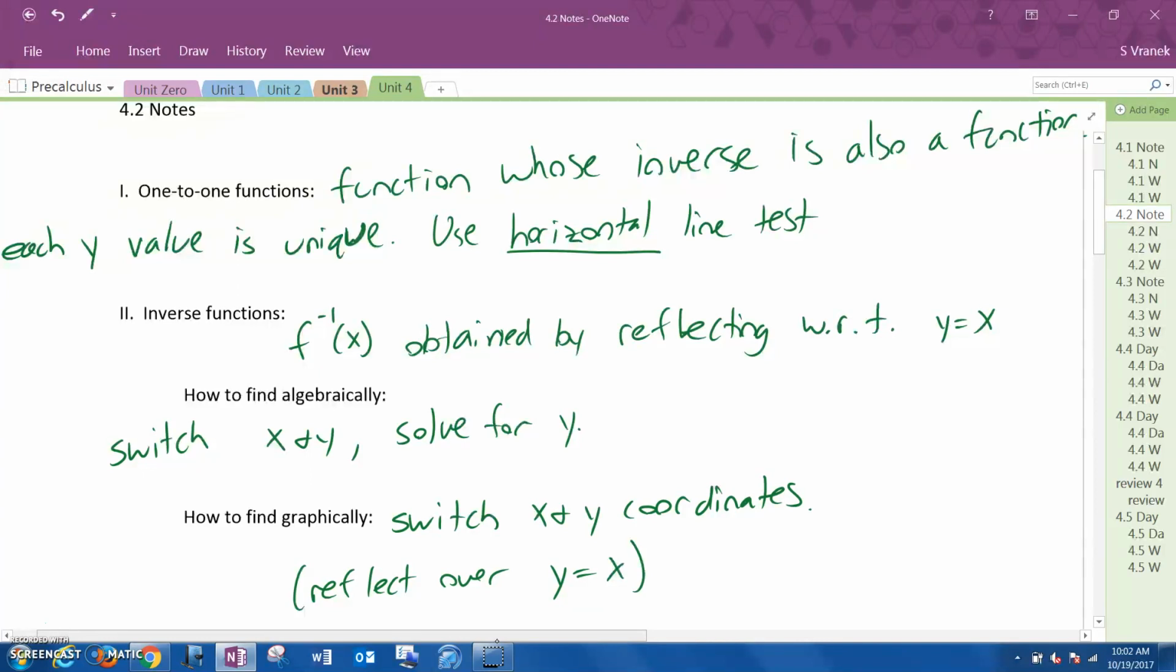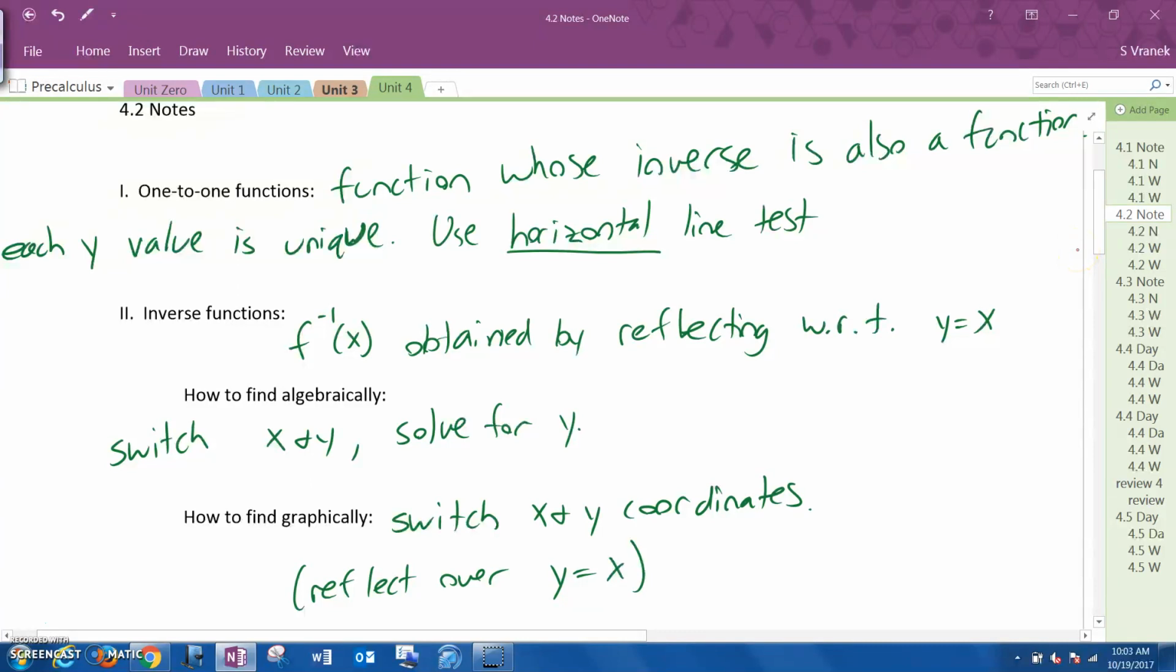It means that each y value is unique as opposed to each x value, and you could use the horizontal line test to find if something is one-to-one. What is an inverse function? It's obtained by reflecting with respect to y equals x. You can also solve it algebraically by switching the x and y variables and then solving. And finally, to graph an inverse, all you do is switch the x, y coordinates or reflect it over the line y equals x.